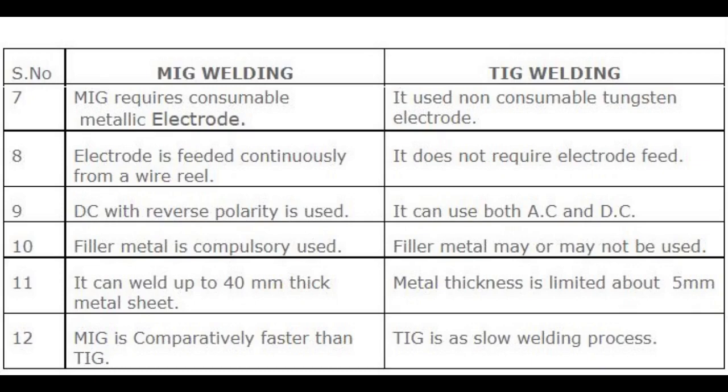Number 10. Filler metal is compulsorily used for MIG welding. Filler metal may or may not be used for TIG welding. Number 11. MIG welding can weld up to 40 mm thick metal sheet. For TIG welding, metal thickness is limited to about 5 mm. Number 12. MIG is comparatively faster than TIG. TIG is a slow welding process.